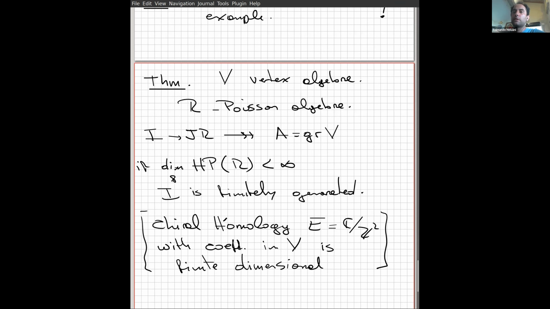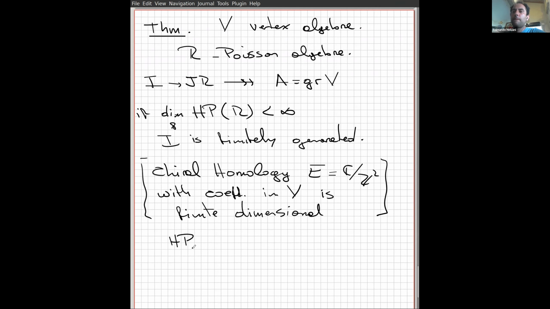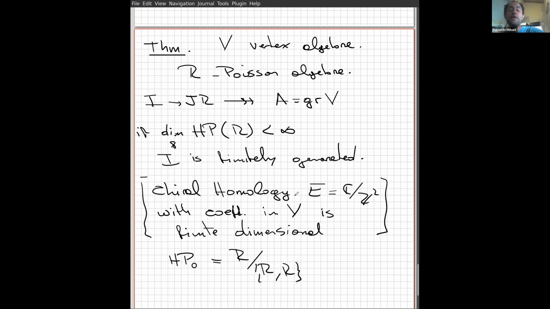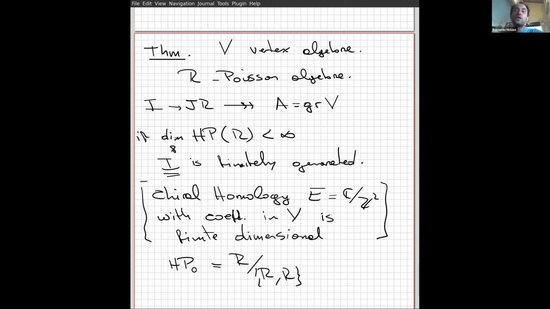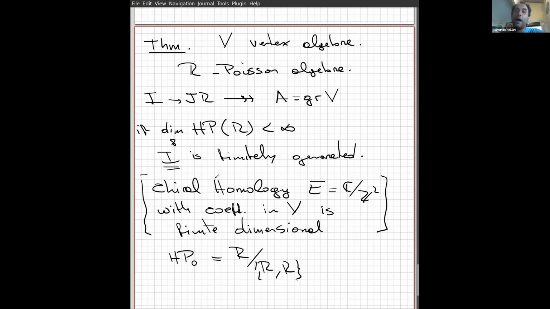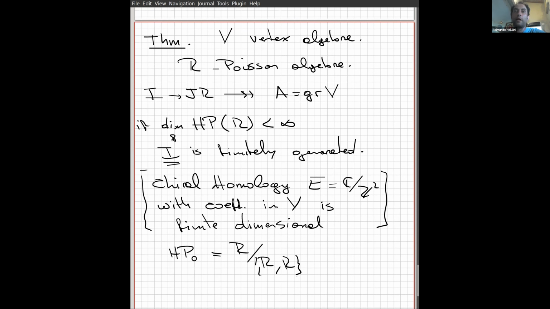HP0 is R divided by commutators in R. And this is still true: if this is finite dimensional, then you have finitely many conformal blocks on a vertex algebra. So that's a particular case of Joux's theorem, and it's a particular case of this theorem here. That's why I really care about this I being finitely generated, because we have no examples. And it took us a long time to prove the case where I is finitely generated in the unique example that we have, which is c equal to 1/2.